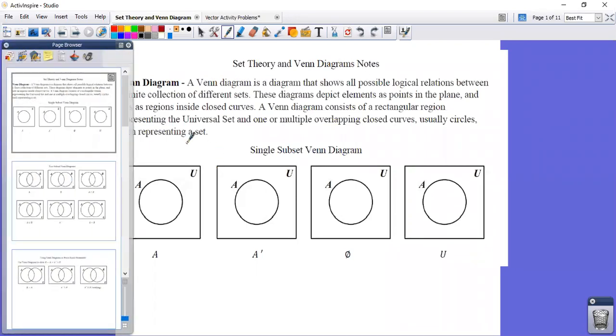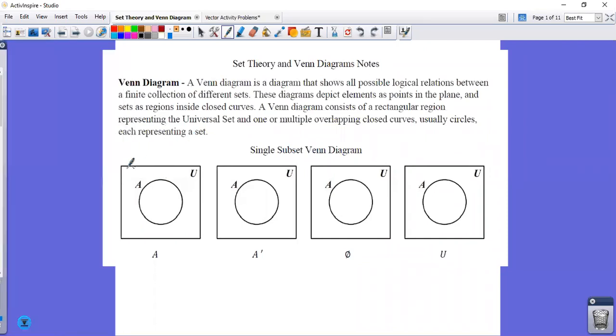So nothing exists outside of the box. And then any set in a Venn diagram will be inside the box because it has to be a subset of the universal set. Some of them may overlap each other. Some of them will not overlap. I don't think we talk about mutually exclusive in here. That's more of a probability thing.